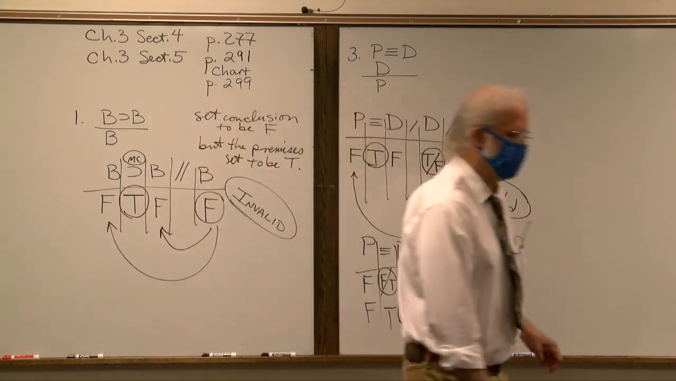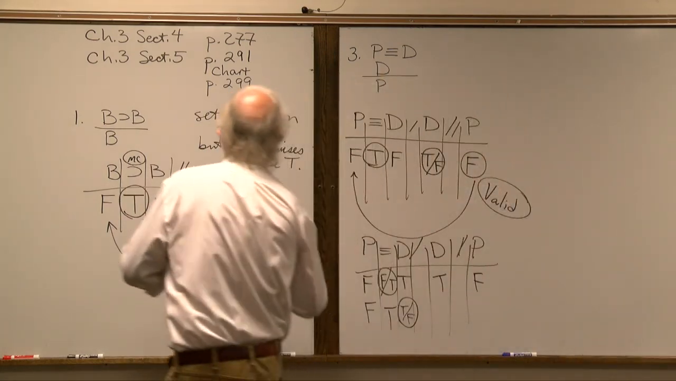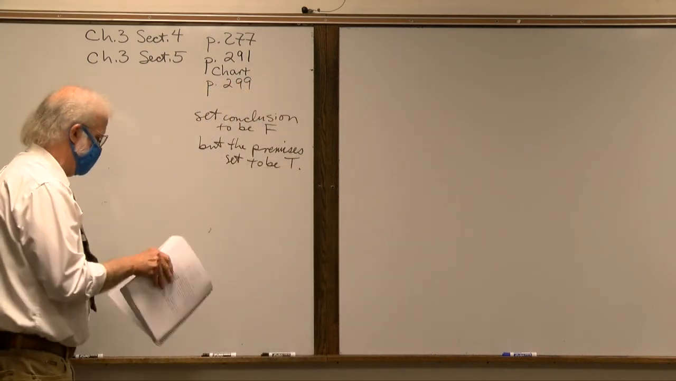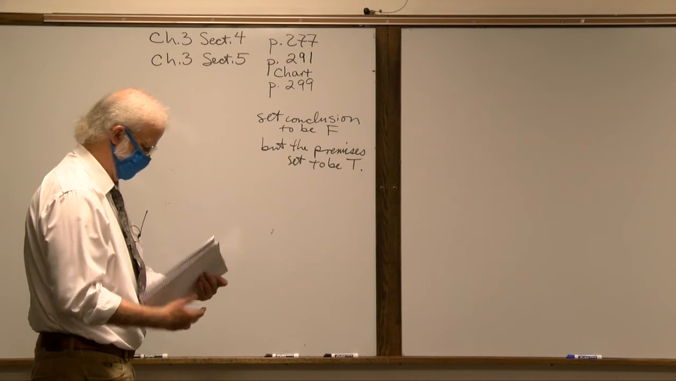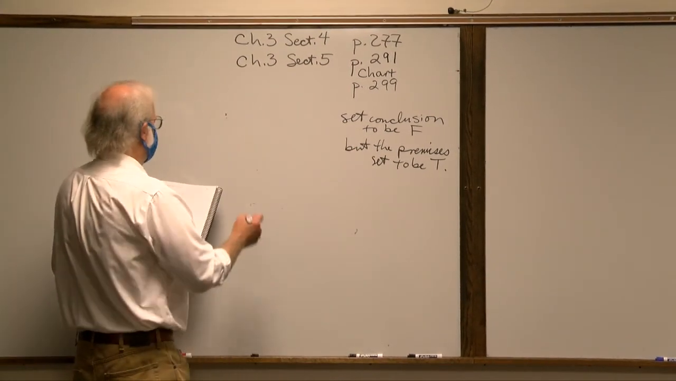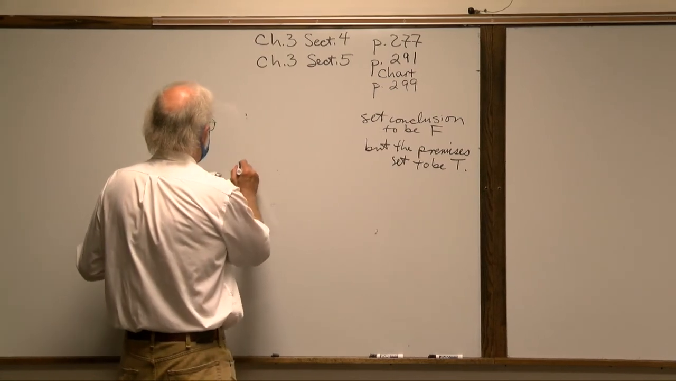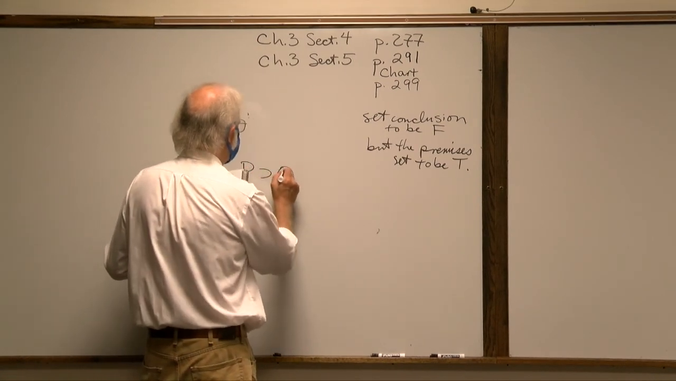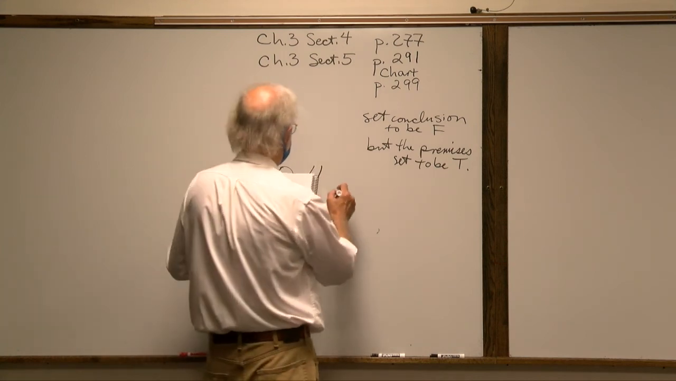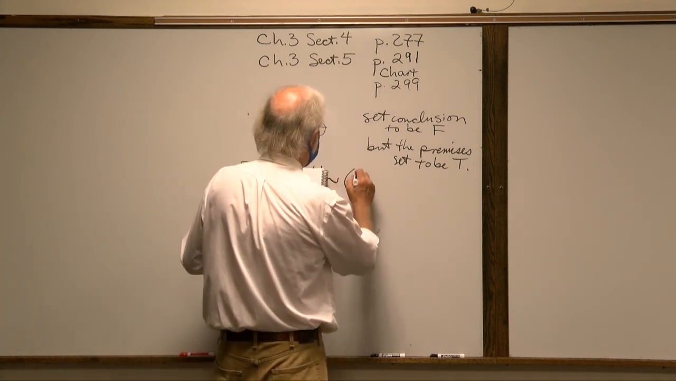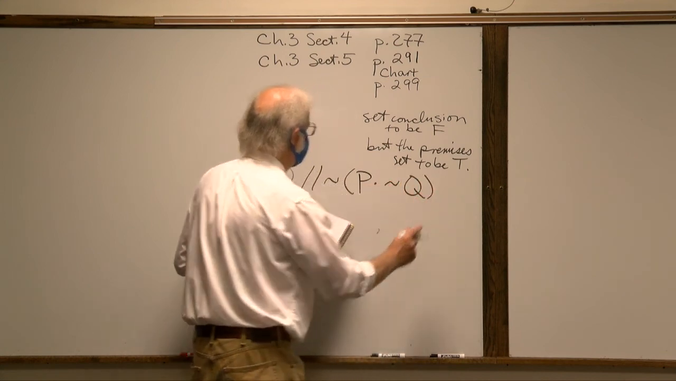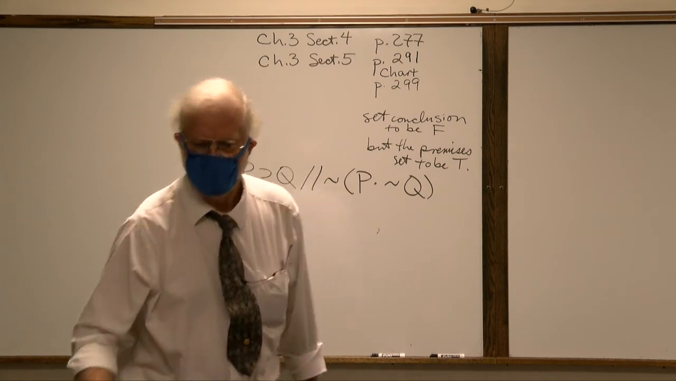Let's continue on to some other practice problems. Let's turn our attention to number 5. Here the argument has one premise, P implies Q, and the conclusion is not both P and not Q.